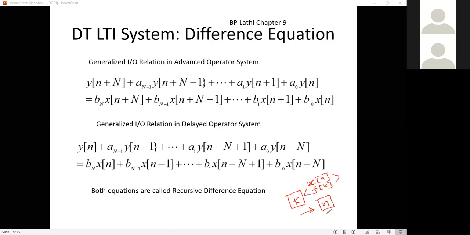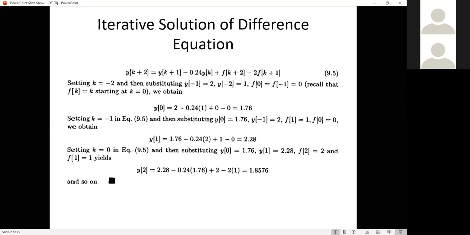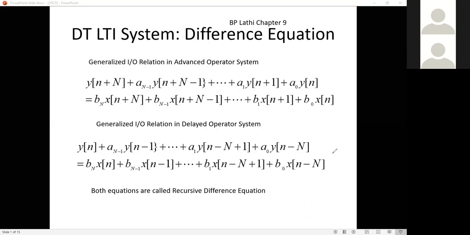So what you need to do is concentrate on the underlying technique that is used to solve those equations. Now your first one, we call it the advanced operator form. Your second one is the delayed operator form. In both the forms, we can proceed. Okay, let us proceed with solving the equation, because you see these equations are very numerical and involve only addition, multiplication, nothing more than this. So our objective is to solve for y[n].